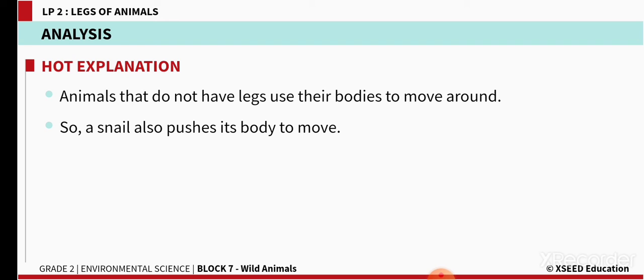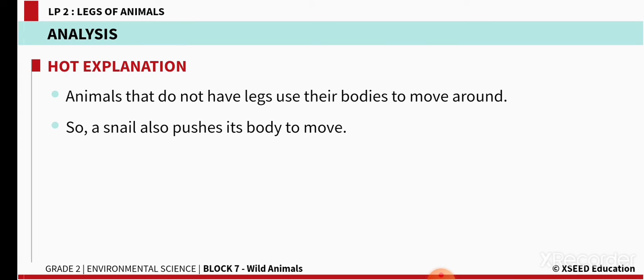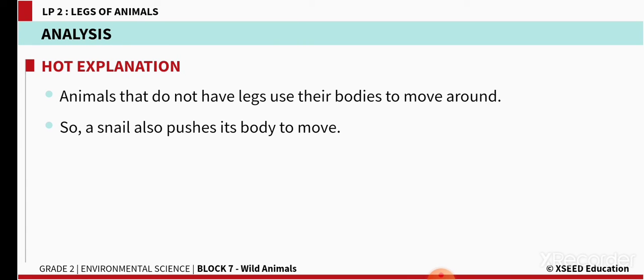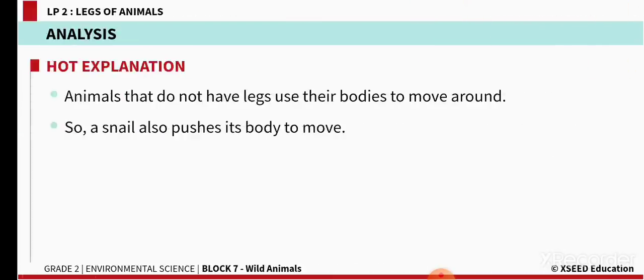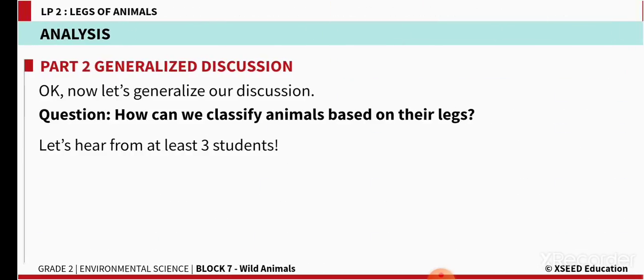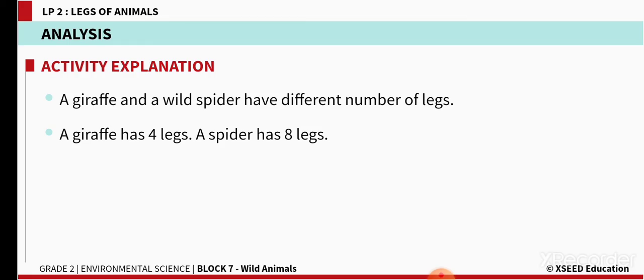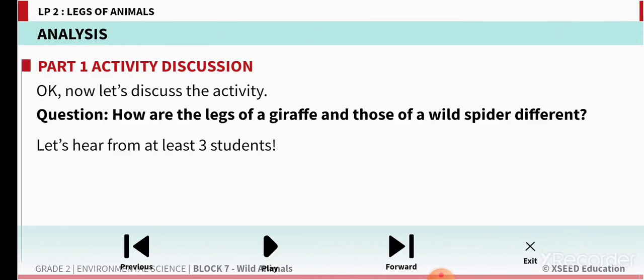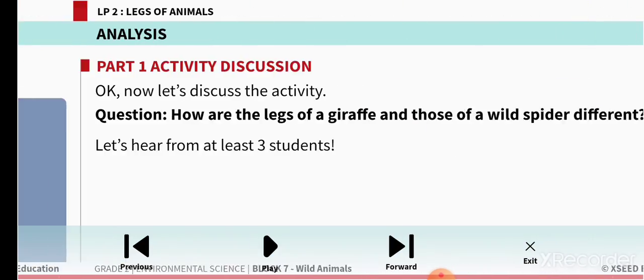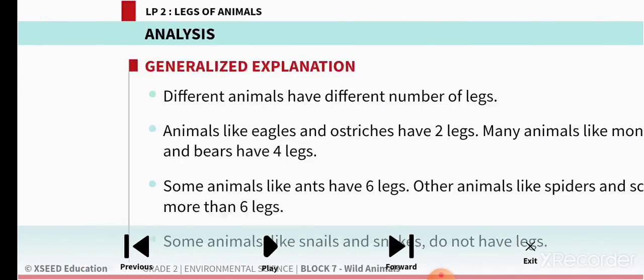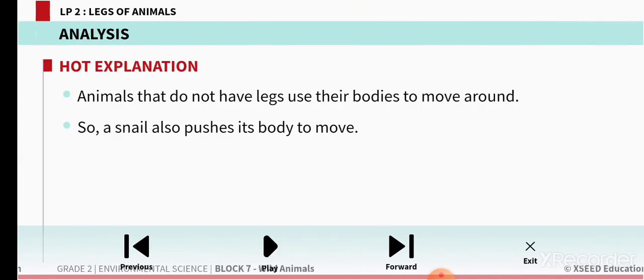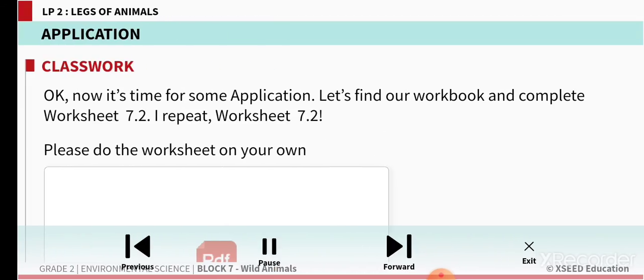We learned, yes, that a snake moves by moving its body. It will push its body and try to move, children. So that is what we were trying to understand in this lesson: how do the animals differ by the number of legs they have? Now it's time for us to see what is given in our workbook.